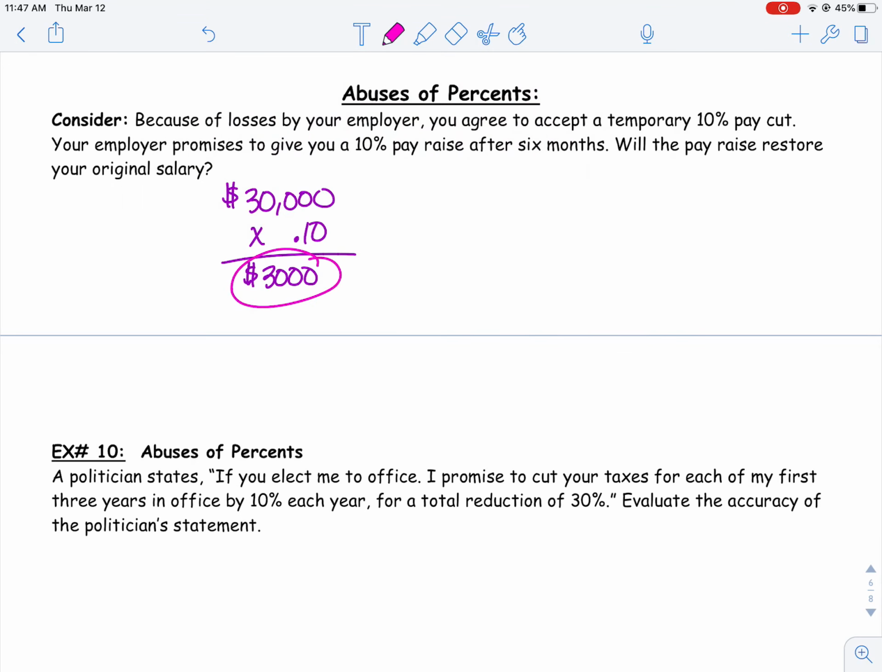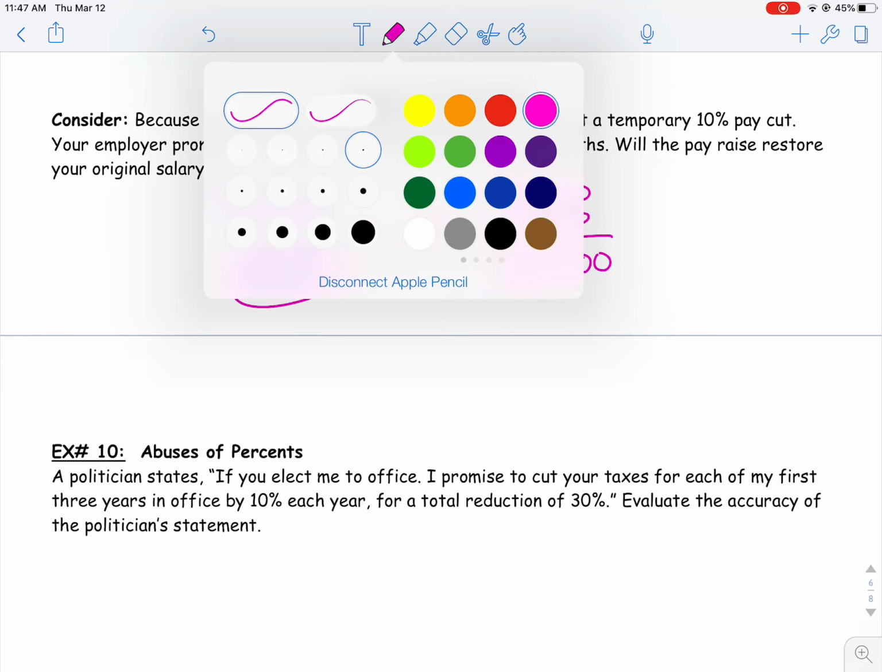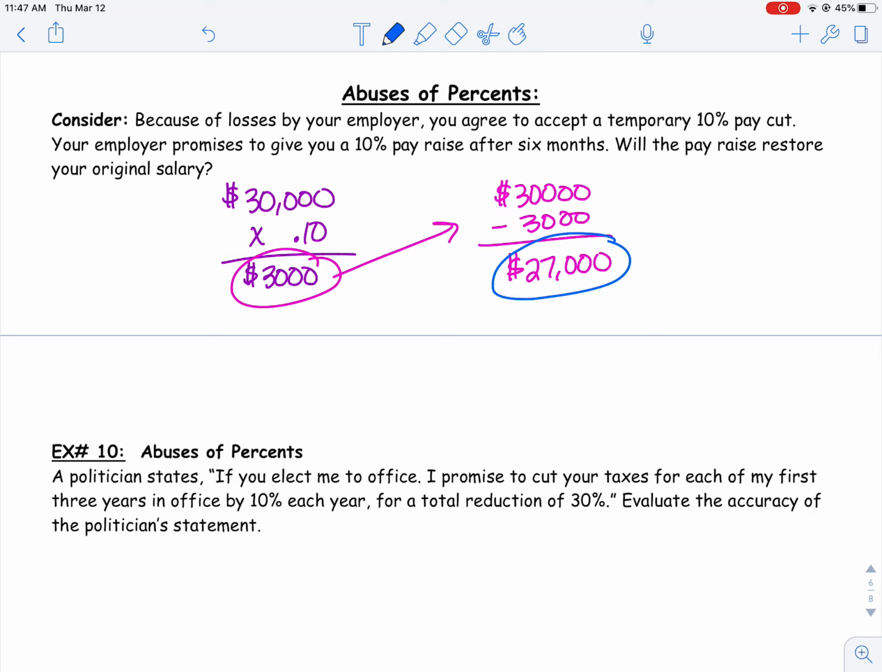And so your boss is going to cut your pay by $3,000. If he cuts your pay by $3,000, what is going to be your new pay for the next 6 months? Well, I'm going to take that 30,000, I'm going to subtract 3,000, and I'm going to end up only making $27,000 for the next 6 months. But hey, that's better than losing my job altogether, right? So then, after those 6 months are over, your boss is going to take your $27,000 that you make, and he's going to give you a 10% pay raise, right? But he's not going to give you a 10% pay raise on $30,000. He's going to give you a 10% pay raise on $27,000.